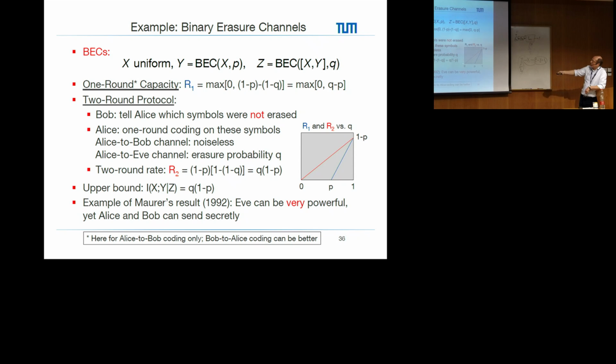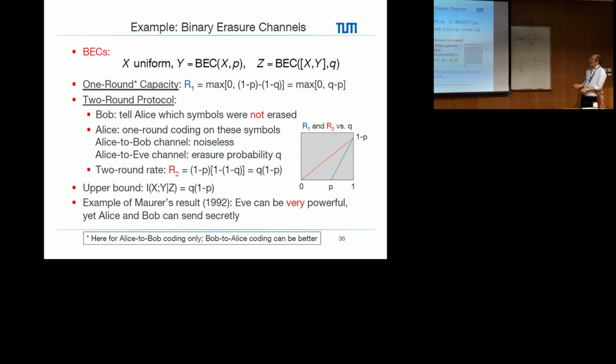So here's Q, the erasure probability of Eve. If it's 1, then we should get the mutual information, as I mentioned, and that's true. You just get 1 minus P here. So if Q is 1, we just get the mutual information between Alice and Bob. That's this point here. And this curve goes down to 0 when Q is P. Okay, so that's the maximum one-way rate from Alice to Bob.